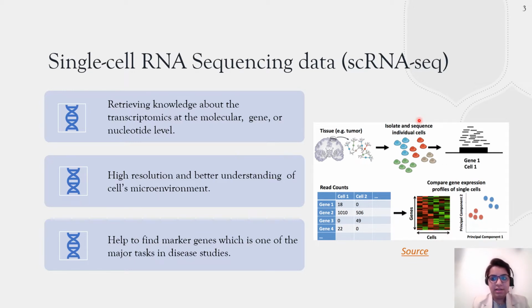We use single-cell RNA-seq to measure gene expression in the cells. Once we have the read count, we compare the gene expression profile of single cells using bioinformatics or computational methods. Single-cell RNA sequencing helps us to retrieve knowledge about the transcriptomics at the molecular, gene or nucleotide level. High resolution and better understanding of a cell's microenvironment is also achieved using single-cell RNA-seq data. It also helps to find marker genes, which is one of the major tasks in disease studies.